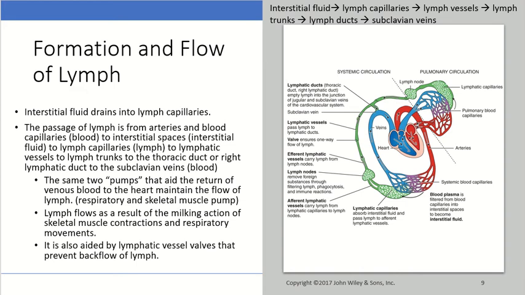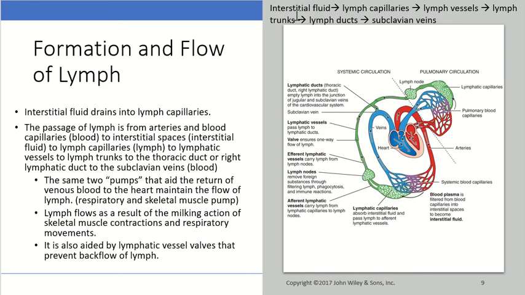So now moving forward, let's look at the formation and flow of lymph. The interstitial fluid is going to drain into the lymph capillaries. We've established this. The passage of lymph is from the arteries and blood capillaries in the blood to the interstitial space in the interstitial fluid, to the lymphatic capillaries where it becomes lymph, to the lymphatic vessels, to the lymph trunk, to the thoracic duct or to the right lymphatic duct. And then from there, they're going to go into the subclavian veins, back into the blood.